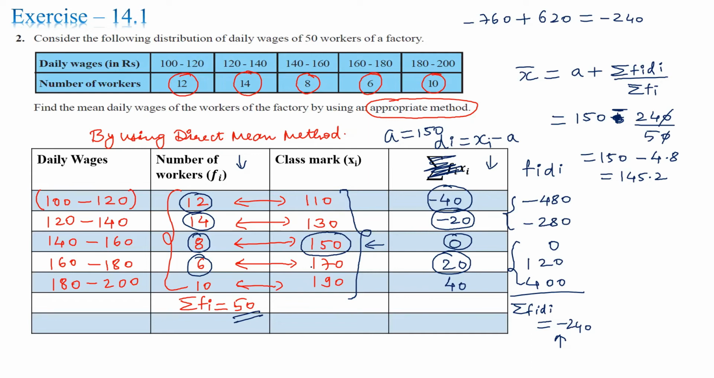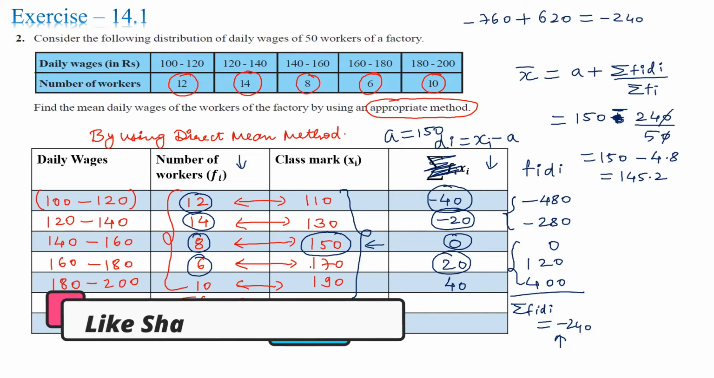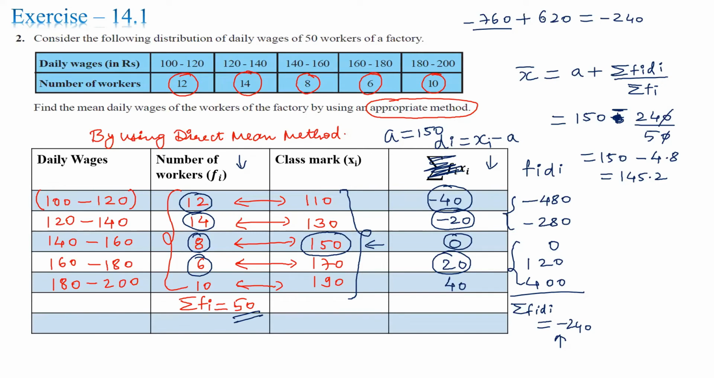Sir, it should be minus 760 plus 520. Yes, correct, absolutely correct. I wrote it here, is it minus 520? Yes, 520, okay, 520, sorry. Here it will not come 620, it will come 520. So minus 760 plus 520, the result will be minus 240. Is it clear to you? Please give the response in the chat box.